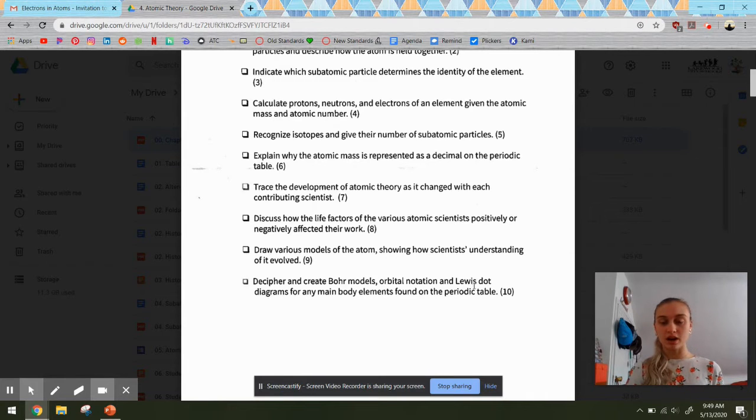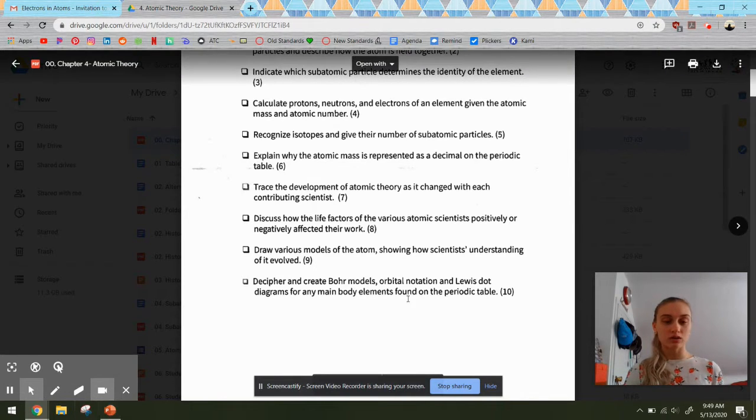But this is the I can statement. It was to decipher and create Bohr models, orbital notation, and Lewis dot diagrams for any main body elements found on the periodic table. So I'm going to teach you how to do that today. It's not too difficult, but I am going to give you some context in the lecture so that you guys won't just say, okay, I know how to draw this thing, but what is this thing? So that's why I'm going to give you a little bit of context when I'm explaining this.